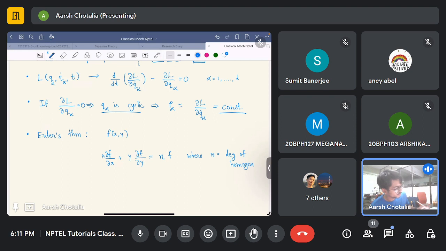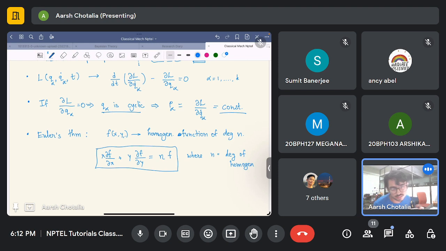Okay, so just to modify your statement a little bit, f of x, y has to be a homogeneous function of degree n. Then this statement is true. In general, you can have as many coordinates as you want. Okay.